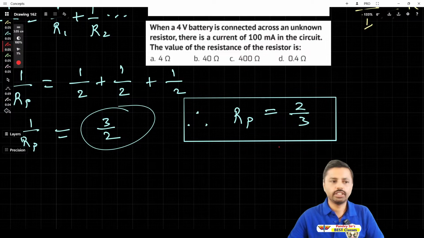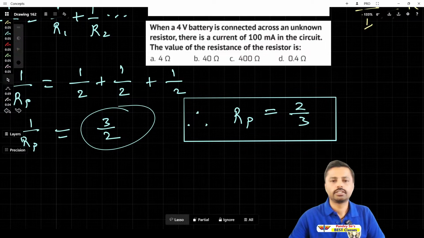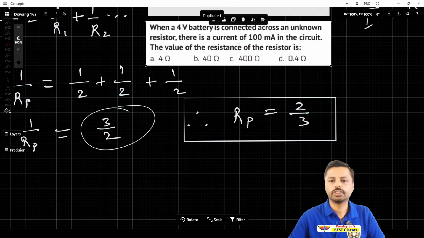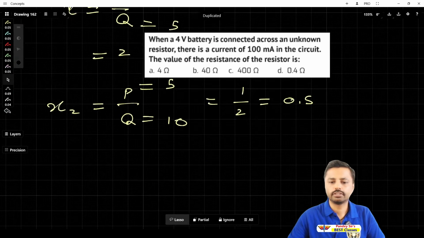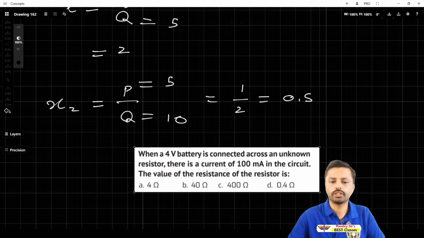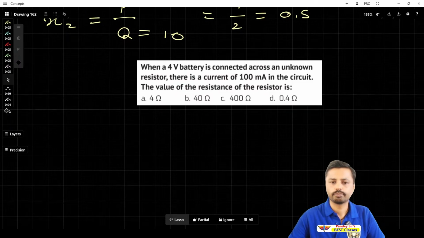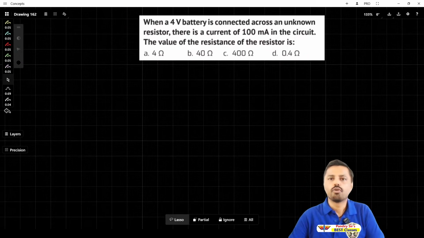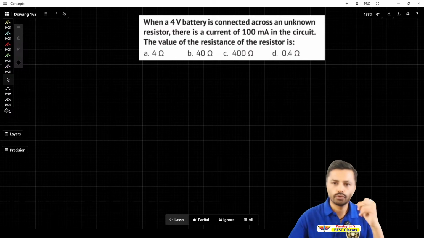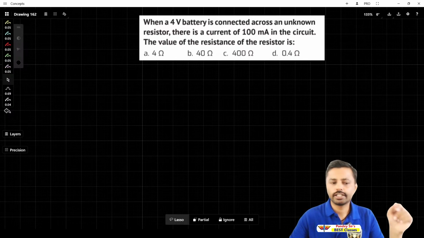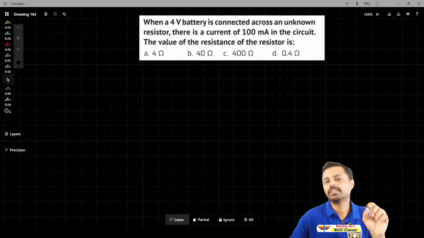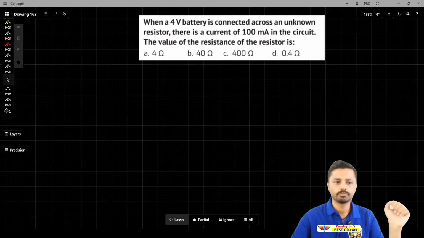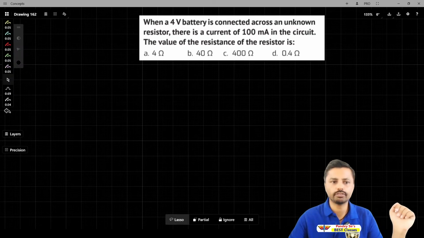Okay, before going ahead, let's just take a look at the question and try to see what they mean, because many times they don't even know what they mean. What is the voltage? 4 volt. And what is the current? 100 milliampere. Do you think something is off in what is given? Is the current given in ampere or milliampere? Yeah, that's the thing. So try it once.